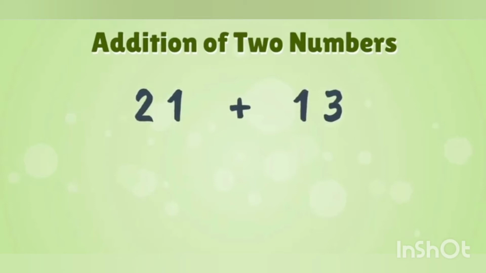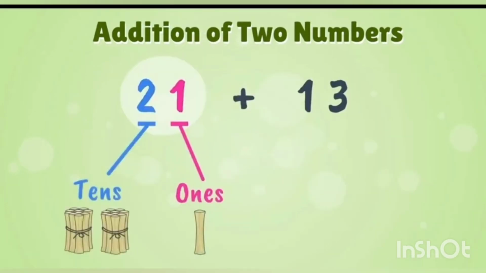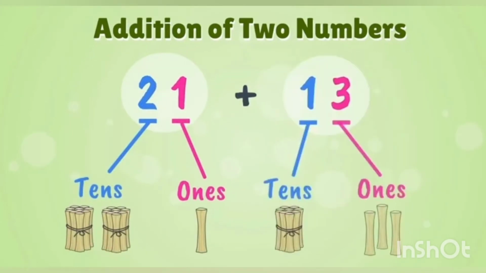Students, let us understand the addition of two-digit numbers with one more example. Here you can see two numbers, 21 and 13. Both are two-digit numbers. Now, let us see the place value of the numbers. Here in 21, 1 is in ones place and 2 is in tens place. Coming to the second number, that is 13, 3 is in ones place and 1 is in tens place.